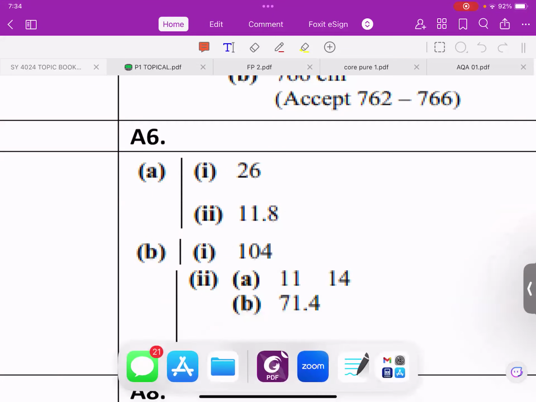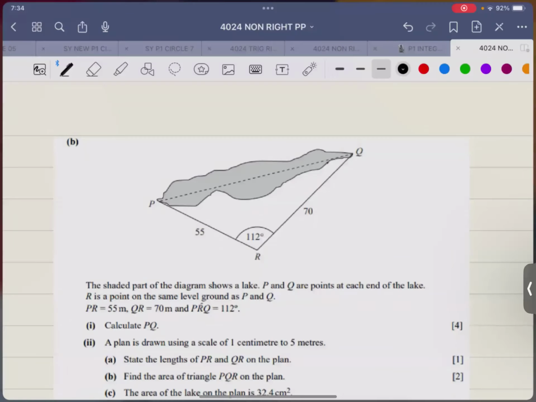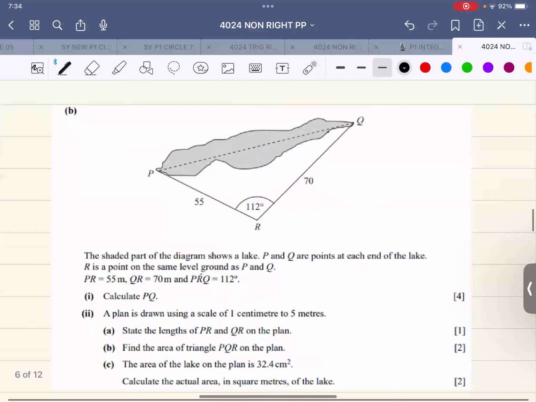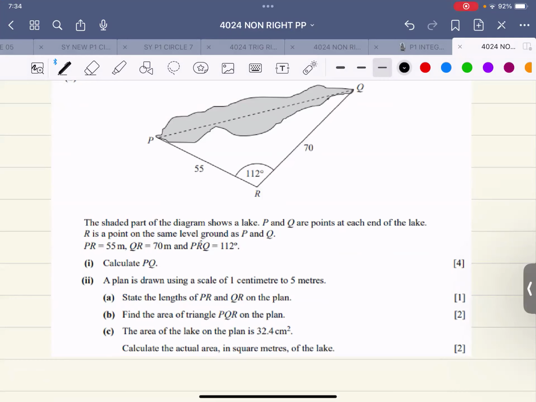Now, let me move on to this part. Now the question says, the shaded part of the diagram shows a lake. Now, not just this line, this whole shaded part, that is a lake. P and Q are points at each end of the lake. So this is one end, this is the other. R is a point on the same level as P and Q. The distances and the angles are given.